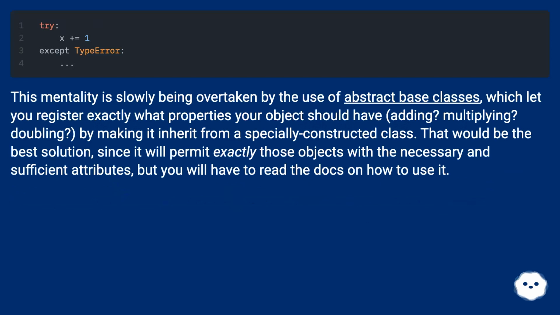This mentality is slowly being overtaken by the use of abstract base classes, which let you register exactly what properties your object should have, adding, multiplying, doubling, by making it inherit from a specially constructed class. That would be the best solution, since it will permit exactly those objects with the necessary and sufficient attributes, but you will have to read the docs on how to use it.